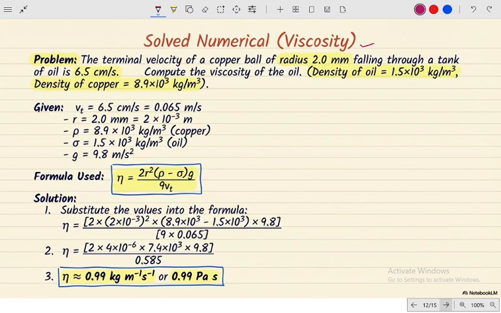The terminal velocity of a copper ball of radius 2 mm falling through a tank of oil is 6.5 cm per second. Compute the viscosity of the oil. Density of the oil is 1.5 × 10^3 kg per meter cube, and density of copper is 8.9 × 10^3 kg per meter cube.